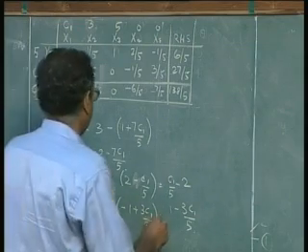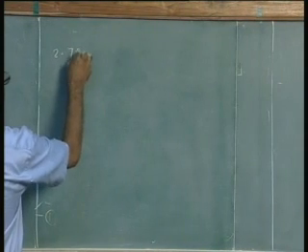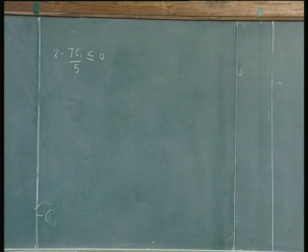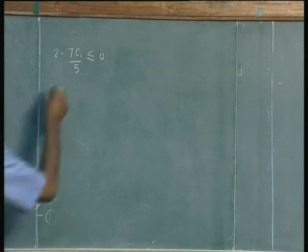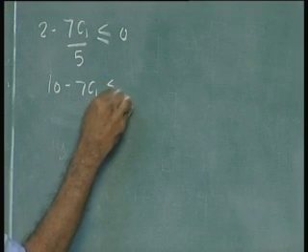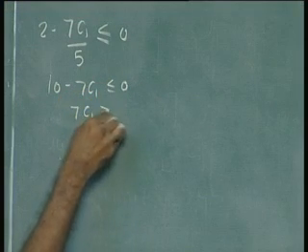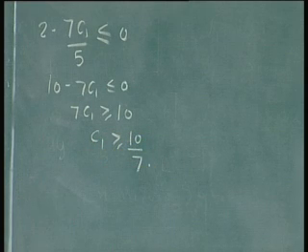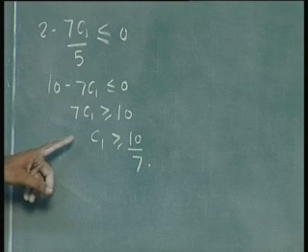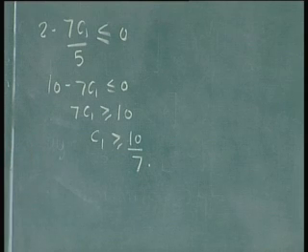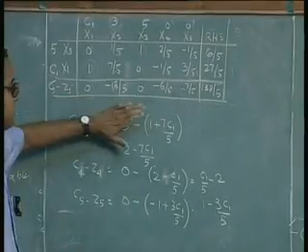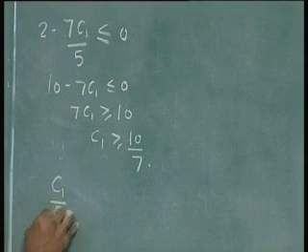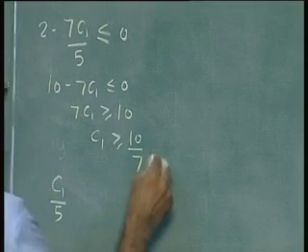But if one of them turns out to be positive, then that variable would enter. So we have to check whether 2 minus 7 C1 by 5 is less than or equal to 0, then there will not be any impact. So this would give us 10 minus 7 C1 less than or equal to 0. So 7 C1 greater than or equal to 10, C1 greater than or equal to 10 by 7. So as long as C1 is greater than or equal to 10 by 7, this will continue to be negative.